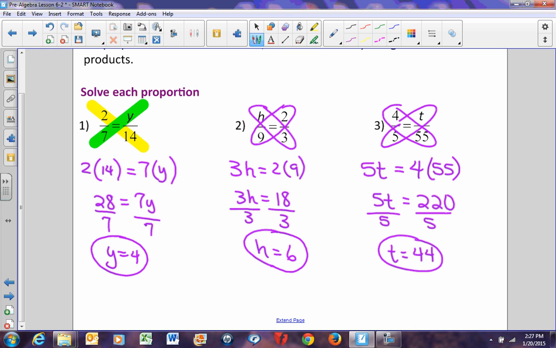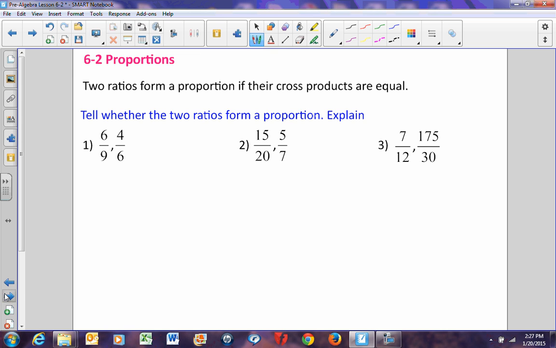Solving a proportion is not a complicated process. You just have to remember the steps. Multiply your cross products, and then solve for your variable just like you were solving something else. Now remember, 2 ratios form a proportion. However, not just any 2 ratios form a proportion.